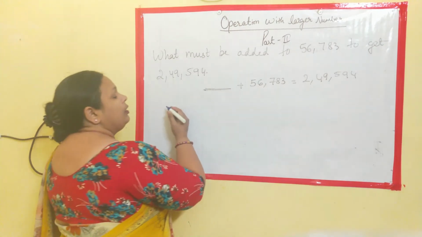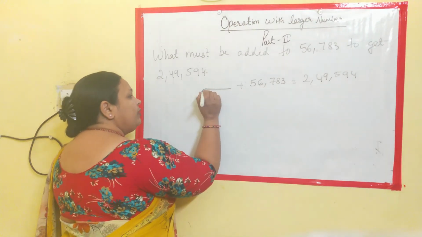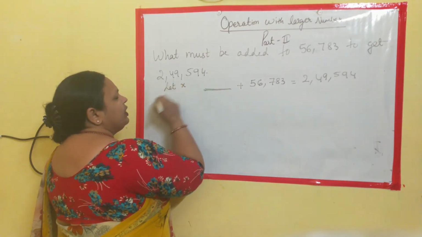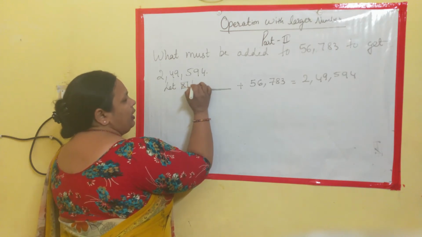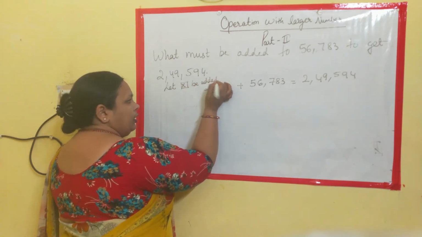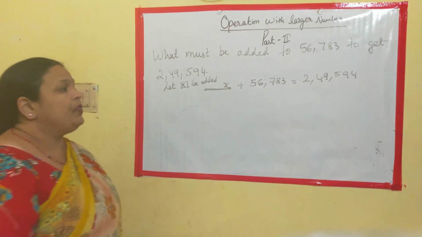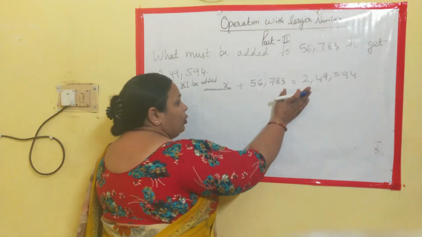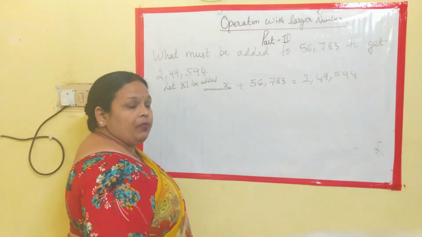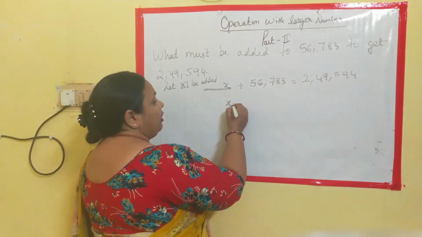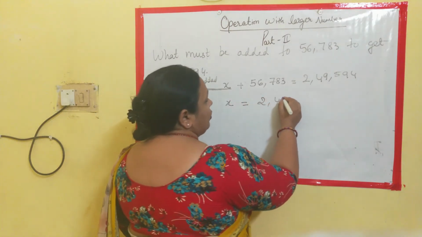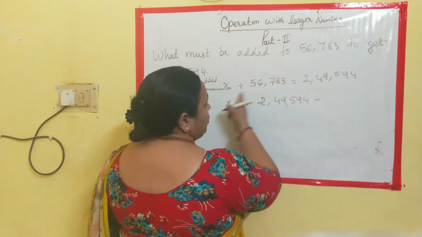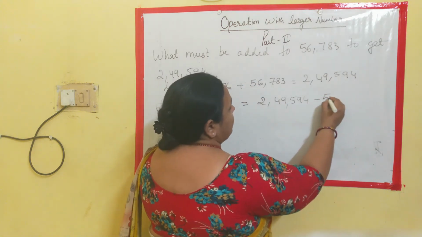Now here, you can leave this blank, or you can say that let x be added. Think whatever you are going to add as x. Let x be added. So this becomes x plus 56,783 to get the answer as 2,49,594. So what to be done? Let this be x, 2,49,594. Moving the position from here to the other side, that is minus 56,783.